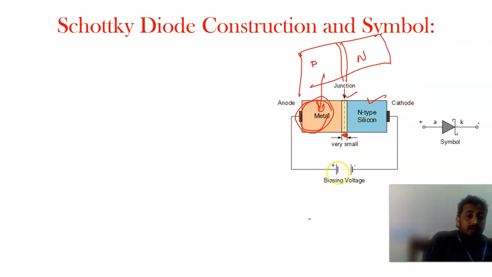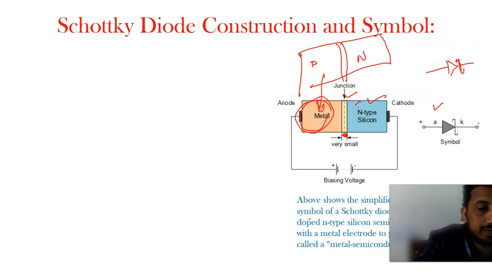This is the construction of a Schottky diode, and this is the circuit symbol. Just like in a Zener diode, but here a square type of representation would be shown. This is the representation for a normal PN junction diode, and with a small change you get the Schottky diode. Anode and cathode would be similar.